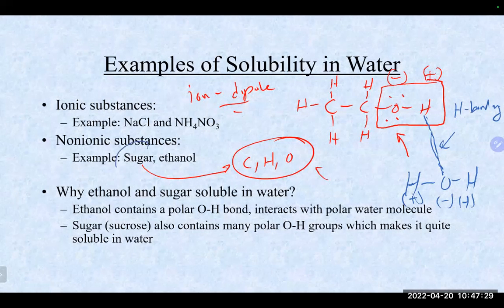The deal with sugar is, as we'll see a picture of it in just a second, that sugar is pretty much littered with OH groups all over it. So it has a lot of OH groups, and that makes it really soluble in water. Pretty much anywhere there's an OH group on that guy, it gives it a place to interact well with water, and it makes it really, really soluble. Even though sugar is a much larger compound than something like ethanol, it has a lot more OHs to basically compensate for that.